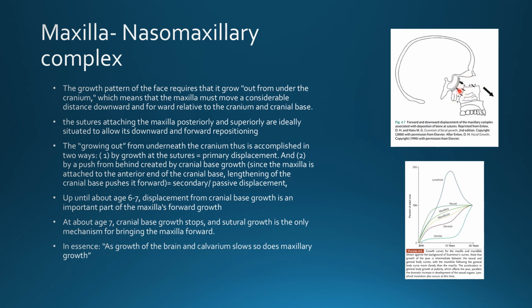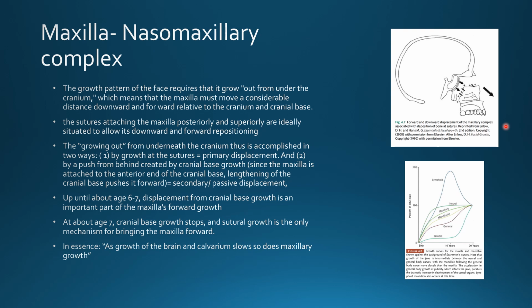At these sutures, bone will be formed. Bone apposition on the top will push it down. Bone apposition on the back will push it forward. So these sutures together will help push the maxilla downward and forward. And this is called growth at the sutures that causes primary displacement of the maxilla.